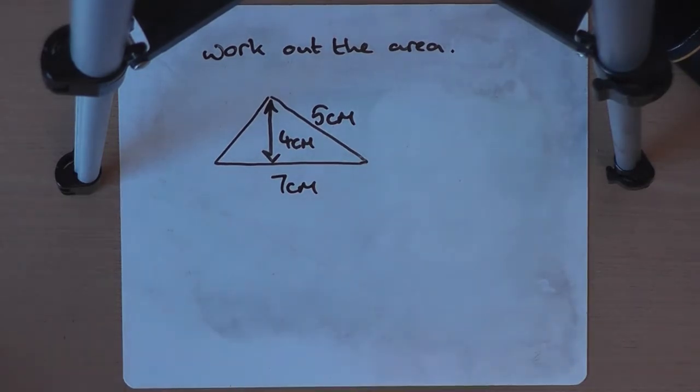Work out the area again, another triangle this time. We have 3 measures here. We have a 7 centimeter distance across the bottom of that triangle, we have a 4 centimeter height from the base to the tip of the triangle at the top, and we have a 5 centimeter slope length on that right hand side. It's a triangle, we're going to turn it into a rectangle.